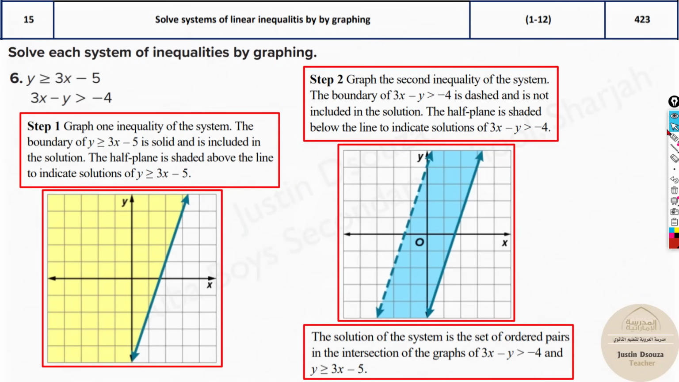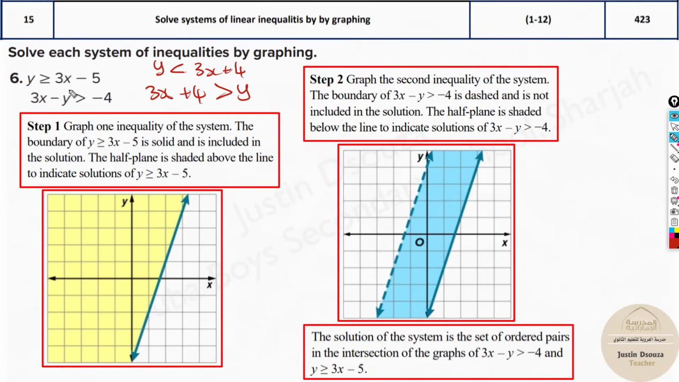Now the second equation is not in the slope intercept form. What you can do is write this in the slope intercept form. Take this minus y to the other side. It will become y here, positive. 3x, take this 4 to the other side, plus 4. Now you can write it like this: y less than 3x plus 4, and this is the equation.